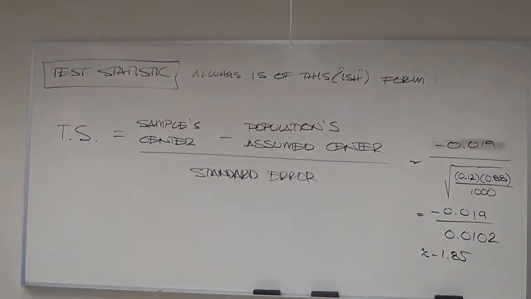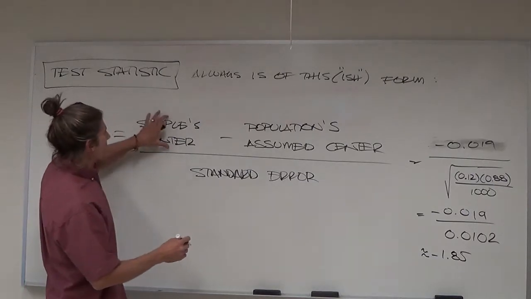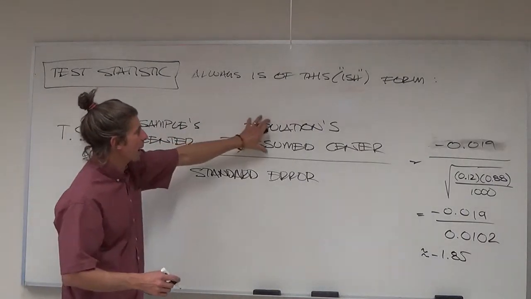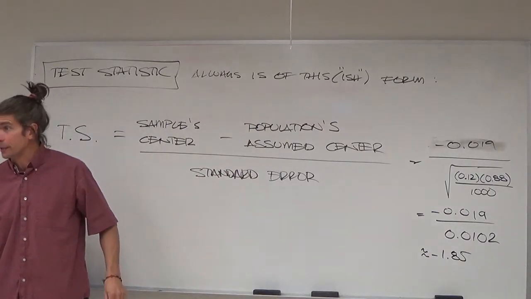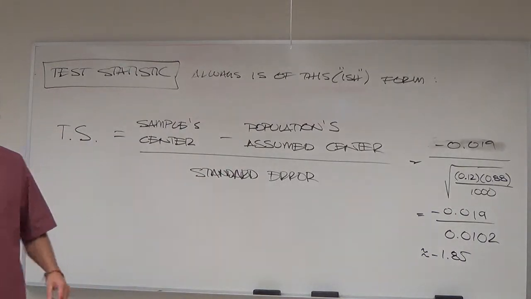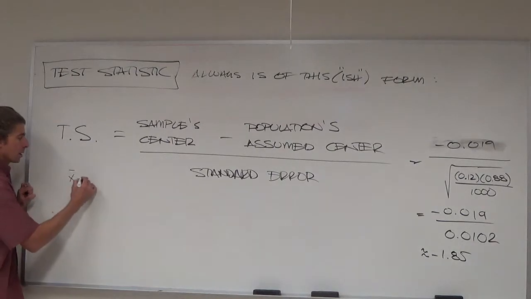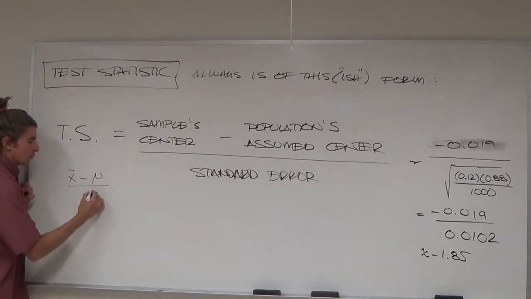What the hell is that? What the hell is that thing? Negative 1.85. What the hell is that? I'll give you a hint. When you take a sample average, subtract the population average, and divide it by a standard deviation, that should sound like something from 243. Back in the day, we did an x bar minus mu over a standard deviation.